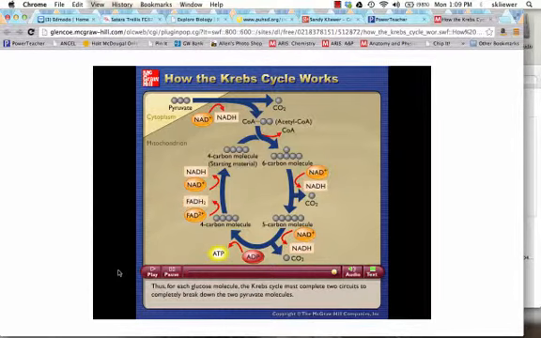And I don't know that you need to know all those details with the NADH and the FADH2, but it does produce 2 ATP. It does have to go around twice, because you produce 2 pyruvates or 2 pyruvic acids, and then it has to go once around with each, so twice total.